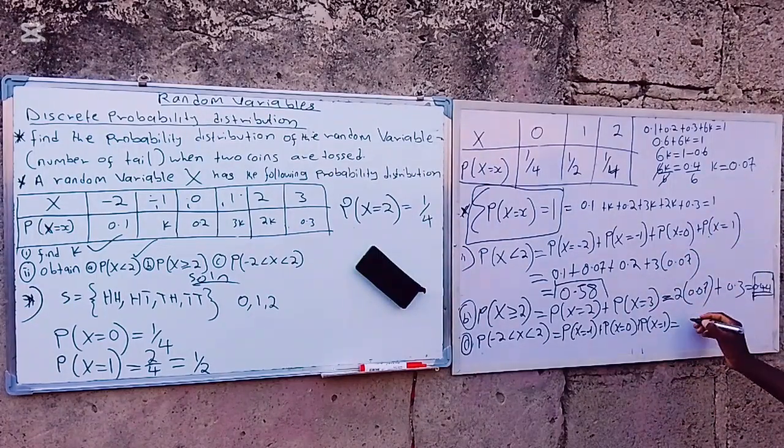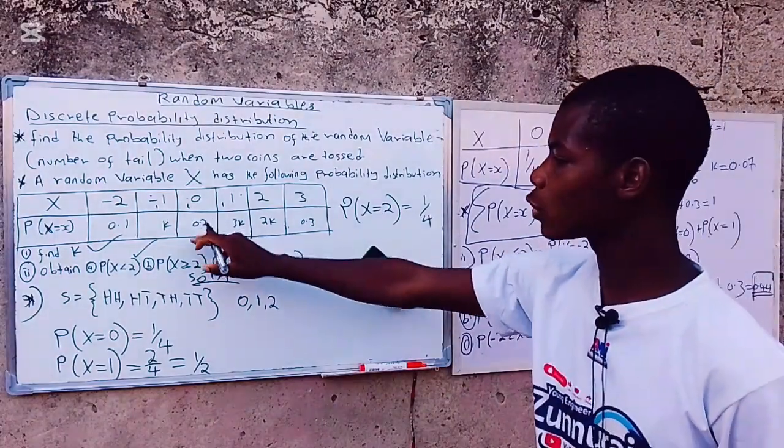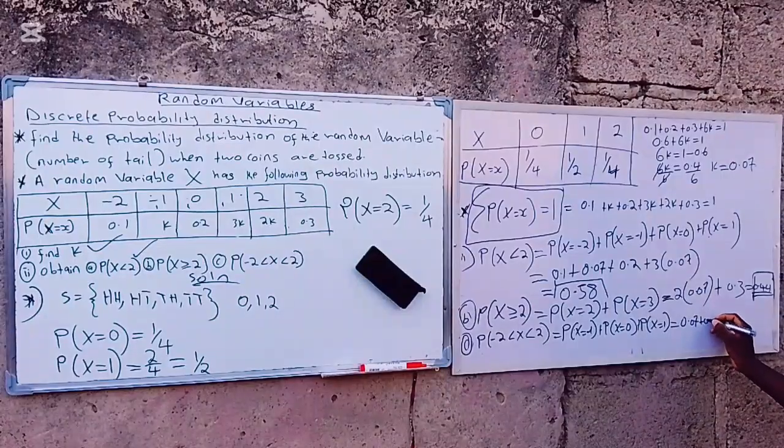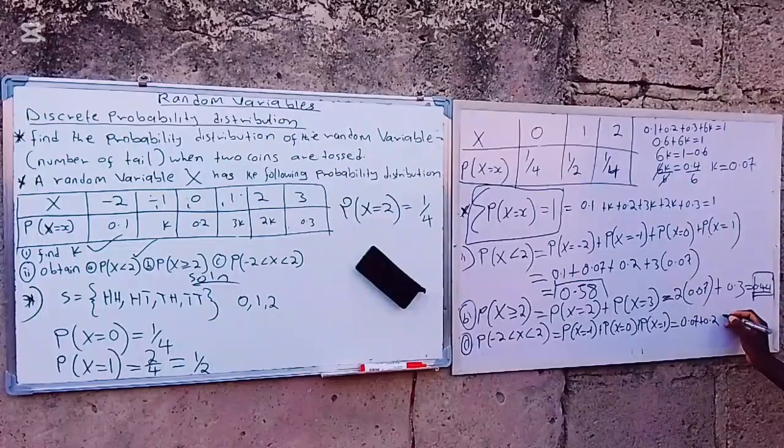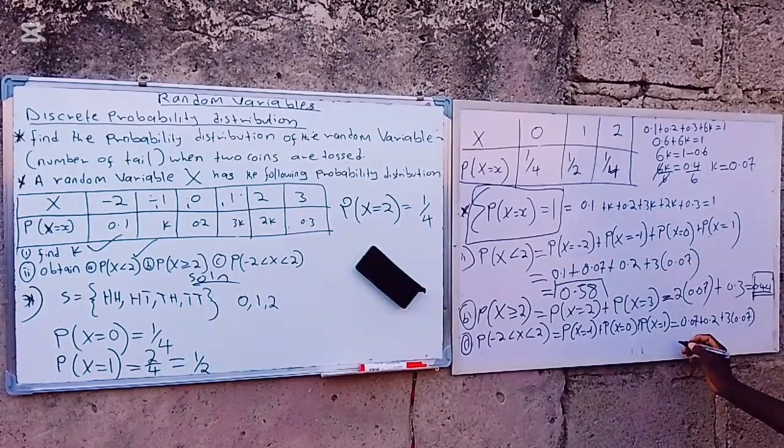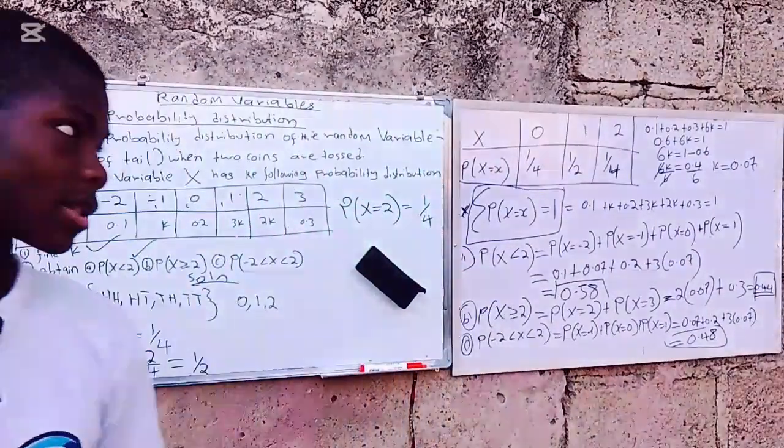the value of k, which is 0.07, and therefore the value of 0, which is plus 0.2, and the value of 1, which is 3k. I have to say plus 3 multiplied by 0.07. If you calculate all of it, it will give you 0.48.